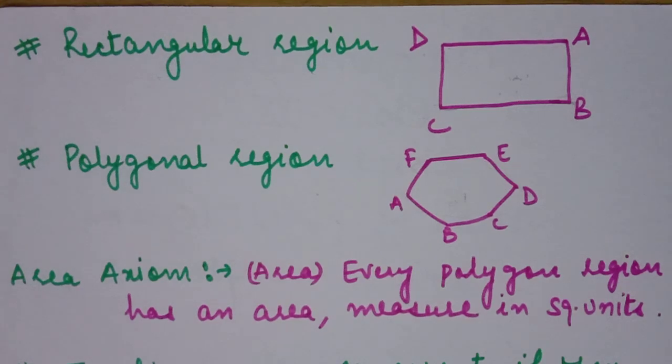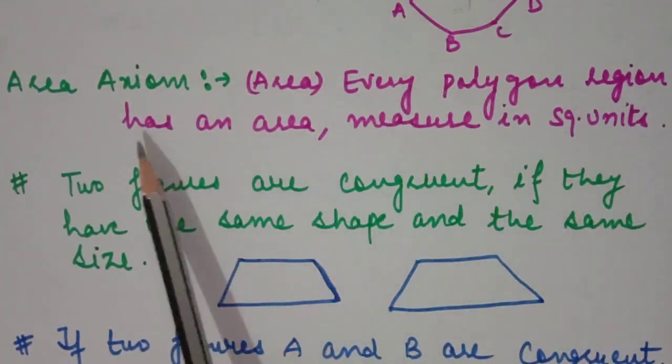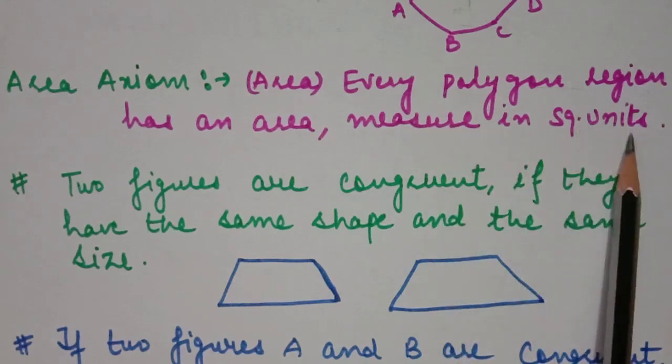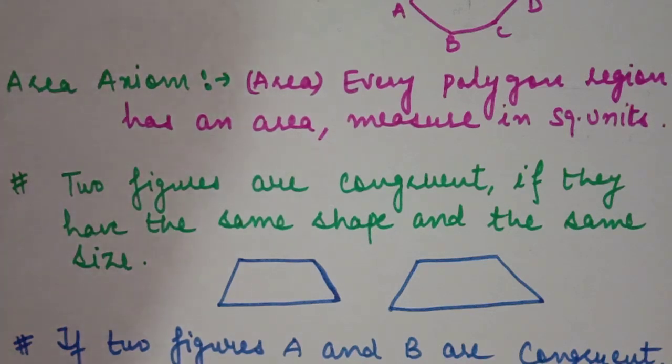Now next is area. What is area? The concept of area is exactly similar to, and its properties are similar to, the concept of the length of a line segment, because area is the smallest unit for this type of measurement. So students, what is area? Every polygonal region has an area measured in square units. We measure it in square units. So students, this is your area axiom.